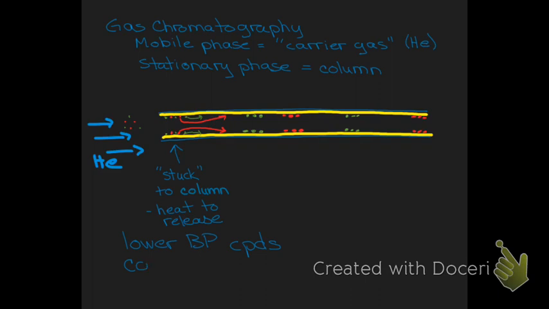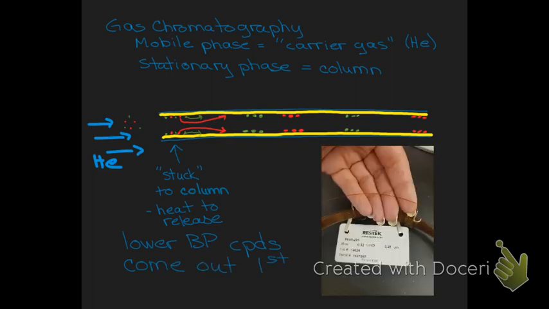So the big takeaway here for this experiment is that your lower boiling point compounds will come out first. And then what I'm showing you is a picture of an actual chromatography column so that you can get an idea of it. That is actually a very, very thin column that we pass these materials through. In fact, the first number there says 30M. That is the length of the column. This is a 30-meter long column.